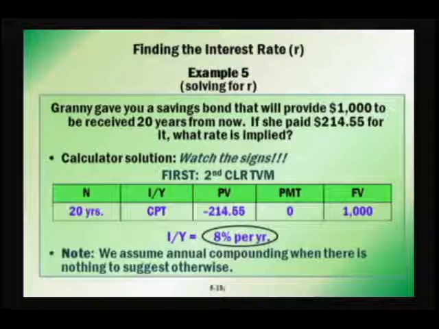Now, why did I solve that using an annual interest rate? Why didn't I compound semi-annually or monthly? Because we assume annual compounding unless there's something to suggest otherwise. So if I tell you there's monthly payments, then we need to compound monthly because all of those need to be the same. There was nothing in this example to indicate that we should be doing anything other than annual, so we stick with annual. Let's do another interest rate.